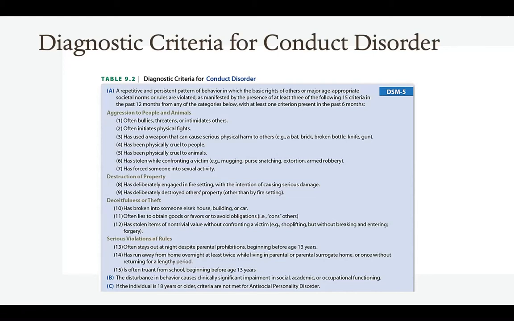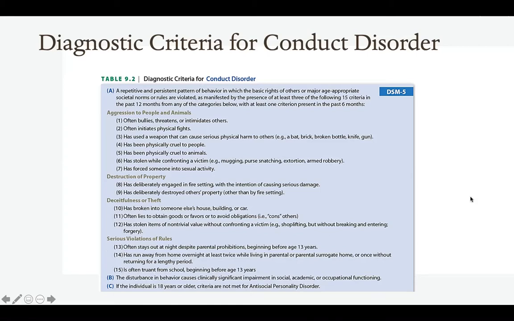So if you take a look at the diagnostic criteria here, we have these major categories: aggression to people and animals. You can take a look at some of the things that they may do to people or animals: force someone to sexual activity, cruel to animals, cruel to people. Destruction of property is another category, setting fires to other people's property or their own. Deceitfulness or theft, breaking into someone's house, shoplifting, those kinds of things. Serious violation of rules, so maybe being a runaway or not going to school, those types of things.